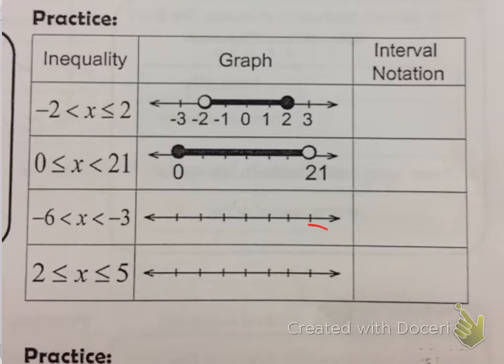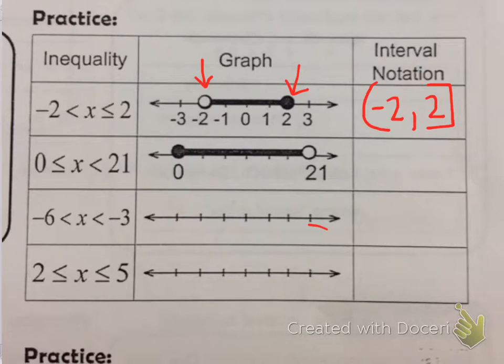So our inequality is here, our graph is here, our interval notation is what we're writing over here. The leftmost point on my graph is at -2. I'm not equal to -2 though, so I have a parenthesis. The rightmost point on my graph is 2, and because it's got that solid dot there, it's equal to, which means I have a bracket.